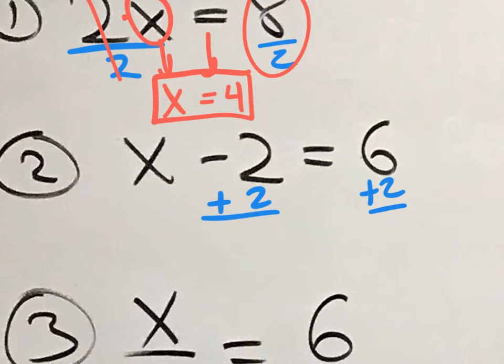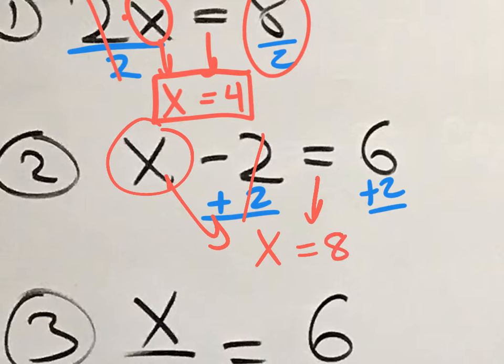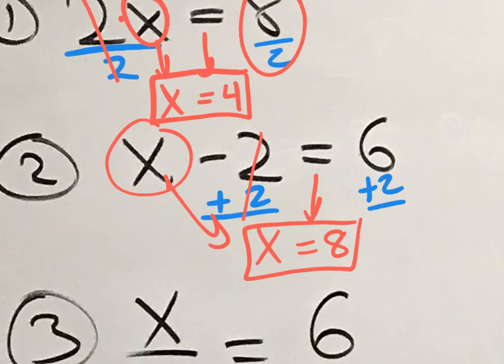So we now have the minus 2 with the plus 2 that cancel out. The x is what's left over. The equal sign comes down, and 6 plus 2 is 8. There's your answer, x equals 8.